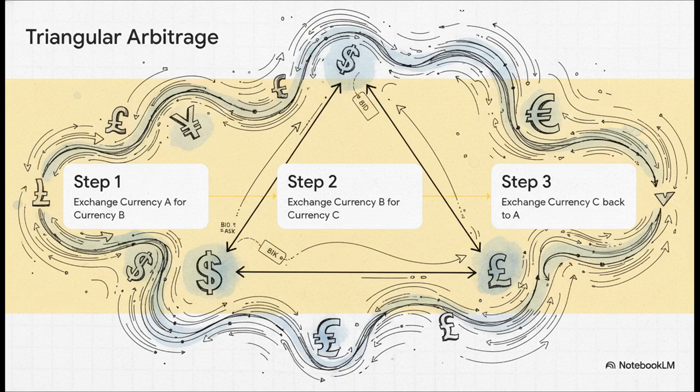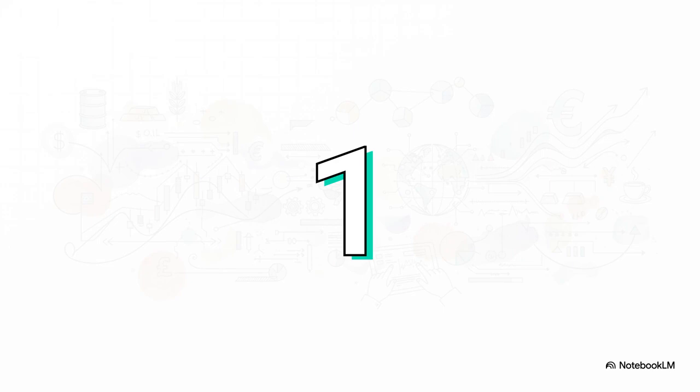Step 1, you take currency A and exchange it for currency B at the current bid price. Step 2, you immediately take that currency B and exchange it for currency C. Step 3, you close the loop instantly by exchanging currency C right back into currency A, but this time paying the ask price. Now, for this to actually work, the math on the round-trip calculation has to be flawless. The bid of A to B times the bid of B to C divided by the ask of C to A must be strictly greater than 1. If it's greater than 1, congratulations, you've just created risk-free money out of thin air.